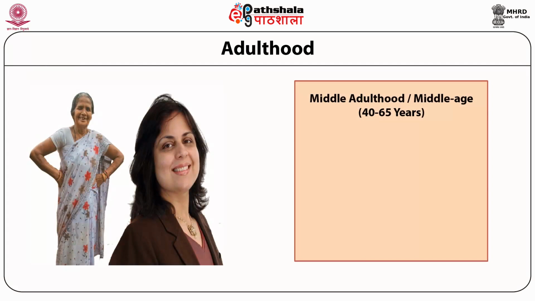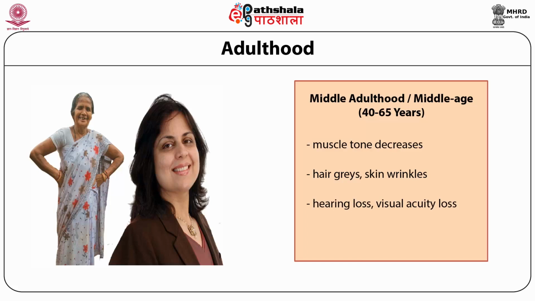The middle adulthood stage, or the middle age, is generally demarcated from 40 years onwards till 65 years of age. It is characterized by a decline in muscle tone, and it is also marked by gray hair and wrinkling of the skin. Other physical features which demarcate middle adulthood are loss of hearing and visual acuity, and during this period there is a higher probability of gaining weight. So these are a few characteristic features of middle age.